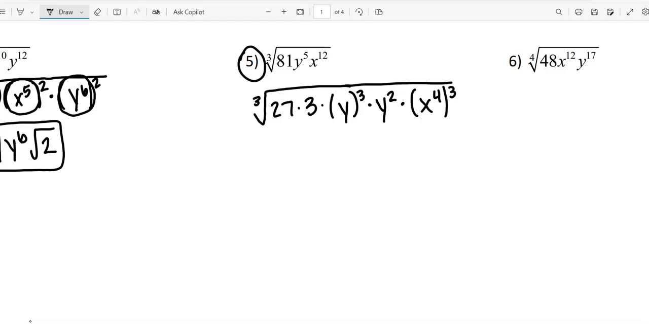And so the cube root of 27 is 3. The cube root of y cubed is y. The cube root of x to the 4th cubed is x to the 4th. And that leaves me with the cube root of 3y squared. Who got that right? Good. What? Because 3 is not a perfect cube.